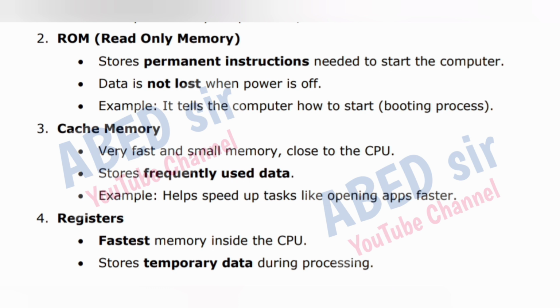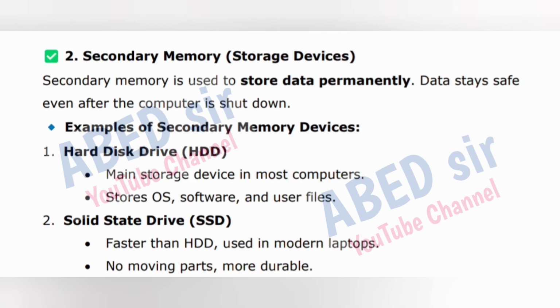3. Cache memory. Very fast and small memory, close to the CPU. Stores frequently used data. Example, helps speed up tasks like opening apps faster. 4. Registers. Fastest memory inside the CPU. Stores temporary data during processing. 2. Secondary memory, storage devices. Secondary memory is used to store data permanently. Data stays safe even after the computer is shut down.